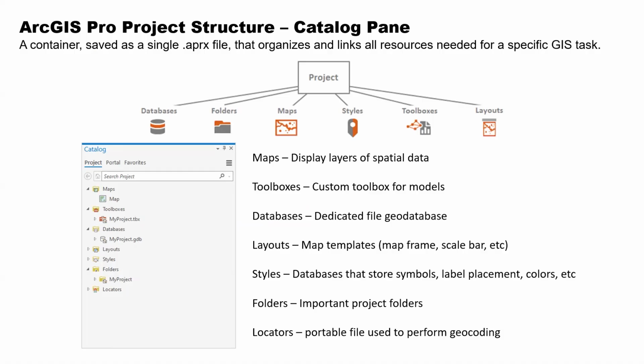We can have not just one map that you get when you open up or create a default project. You can have as many, again, 2D or 3D maps as you'd like. You can have custom toolboxes for your project where you're storing model or script-based tools. You'll always have at least one database.